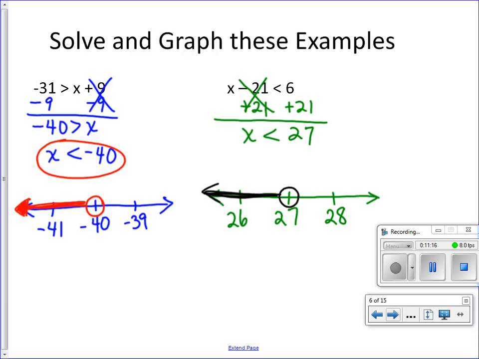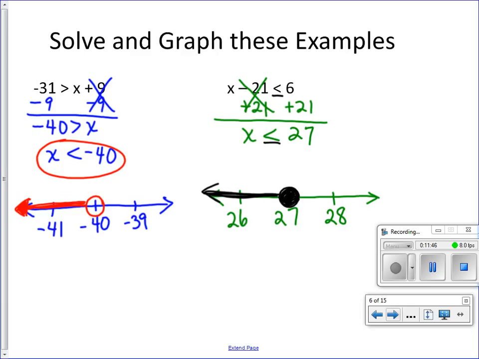Okay, and I'm going to change this one just slightly so you can see what it would look like. If I had less than or equal to, then in my answer I have less than or equal to, and that would then tell me that I need to fill in my circle because 27 is less than or equal to 27, and it would therefore be a solution.